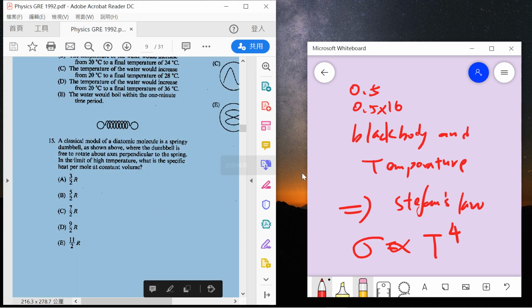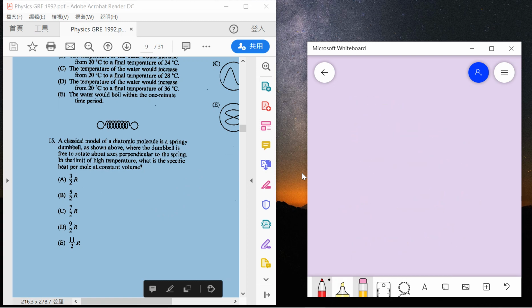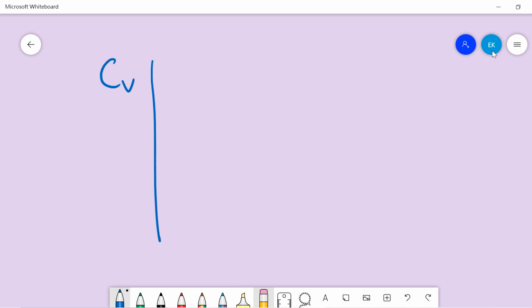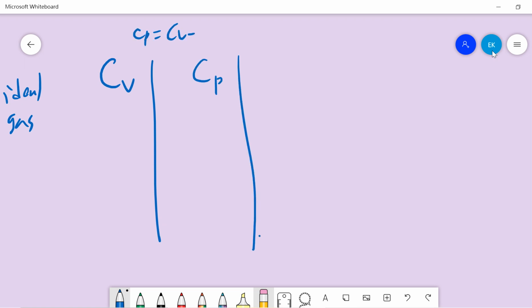Okay, 15. Let me summarize something before going to this question. For an ideal gas, there are Cp and Cv, and Cp is equal to Cv plus R. Cv is the heat capacity for the fixed volume process, and Cp is for the isobaric process. For the ideal gas, one is monatomic, one is diatomic, and this is general.